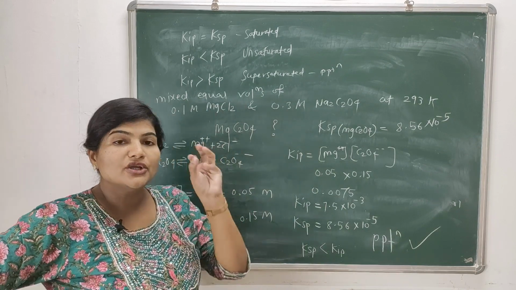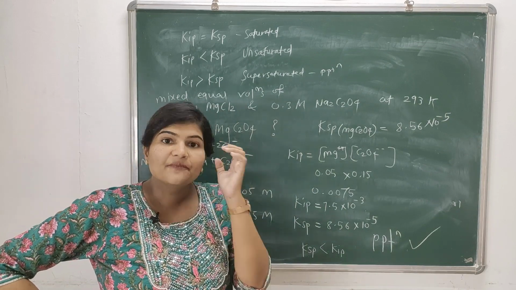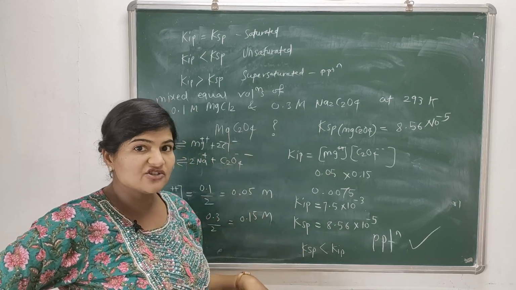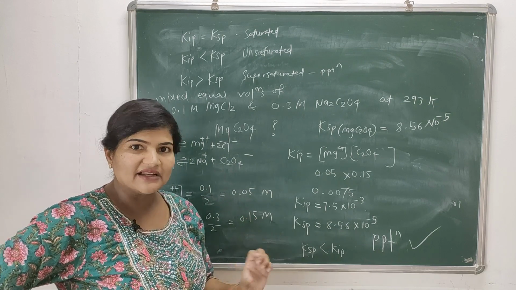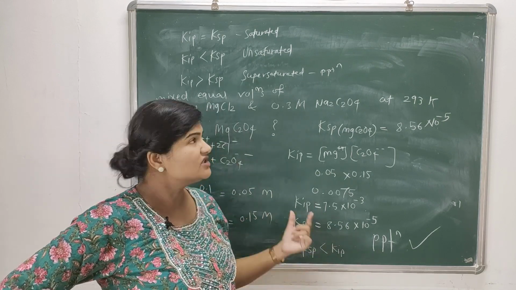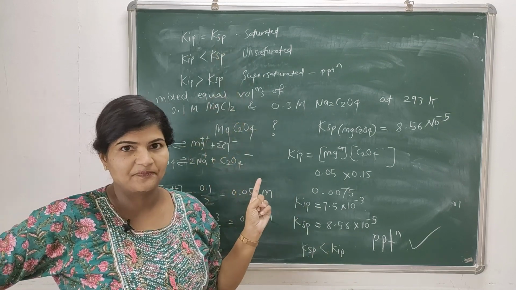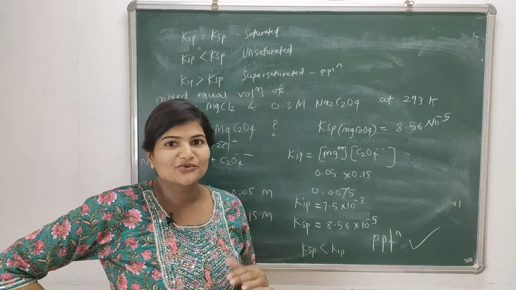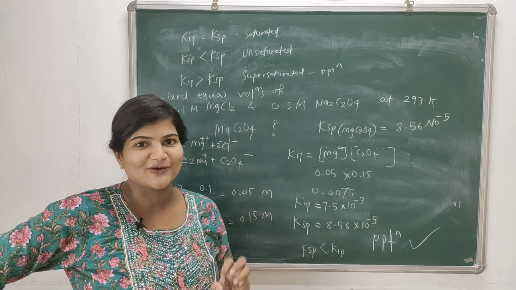This is how we are going to predict whether a particular salt will precipitate out or not, based on the comparison between their ionic products and their solubility products. I hope you understood these problems, and I hope now you can solve such kind of problems on your own.